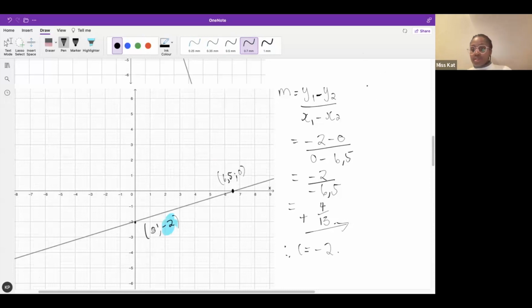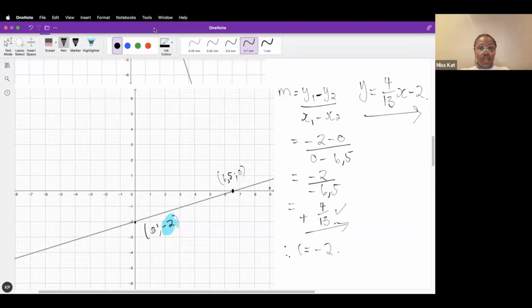Okay, let's substitute. Therefore, my equation is y equals negative 2. Let's start with the gradient. Must I do the gradient or the intercept, ma'am? The gradient first. Remember, it's mx plus c. Okay, so it will be 4 over 13x minus 2. Thank you very much, Sinesihle.